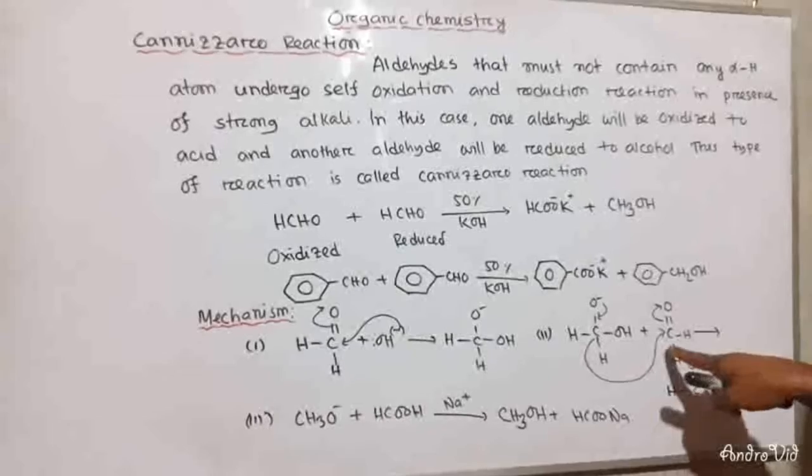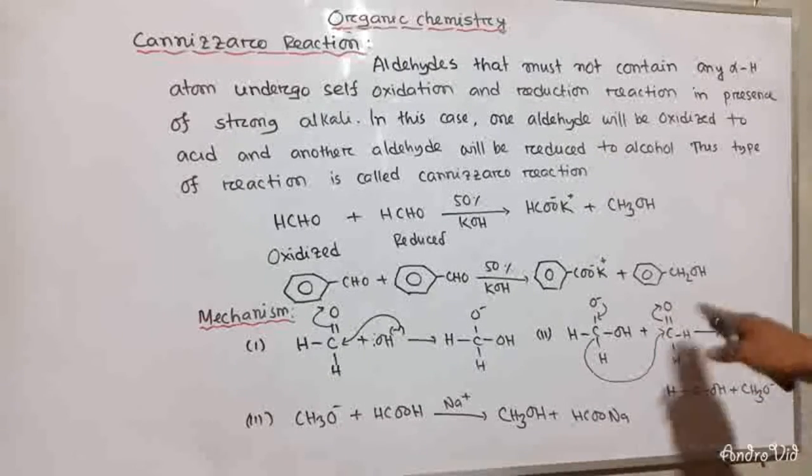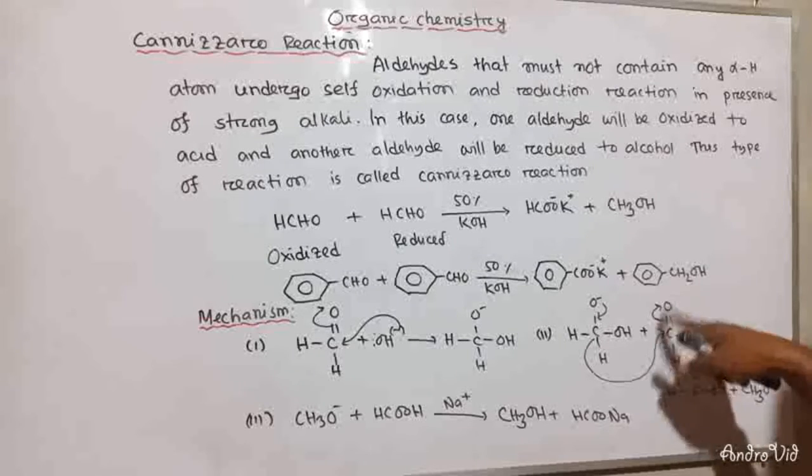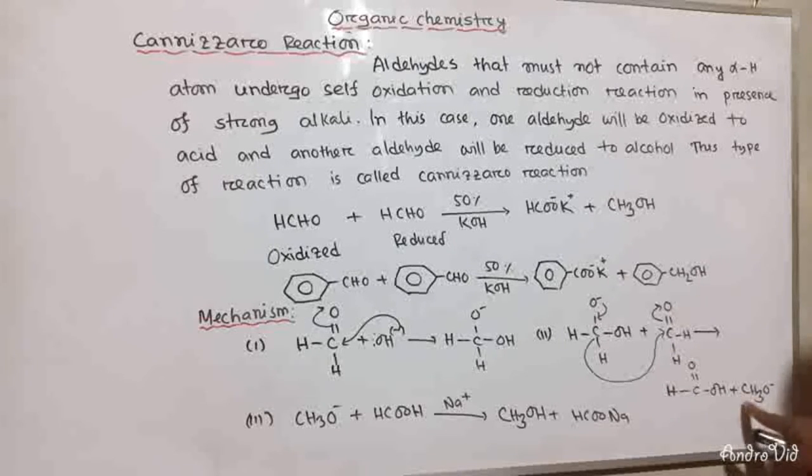This is as a hydride will attack the carbon. By this way they have produced this product. This will be converted to CH3O-, an alkoxide, a methoxide ion, and this will be converted to acid.